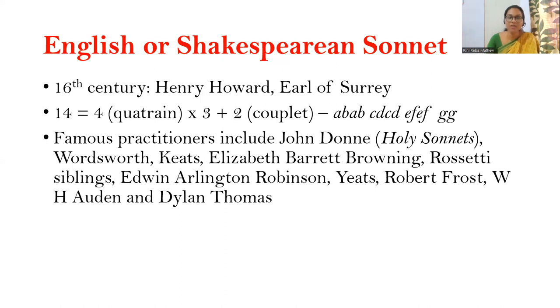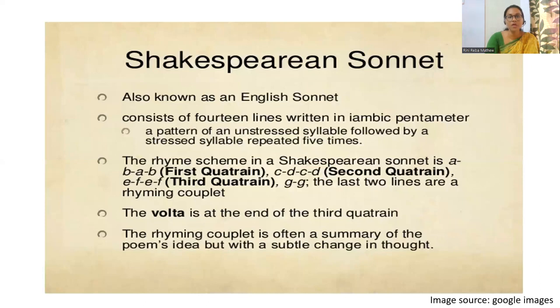So it has always been a challenge to writers to write a sonnet. The Shakespearean or English sonnet follows the stanzaic form of quatrains and a couplet. How many quatrains are there? Three quatrains, which make 12 lines, and it ends with a couplet, a 2-line stanza. The Shakespearean sonnet, also known as the English sonnet, consists of 14 lines written in iambic pentameter. For those not familiar with the meter, iambic pentameter is an unstressed syllable followed by a stressed syllable, and pentameter means it is repeated five times.